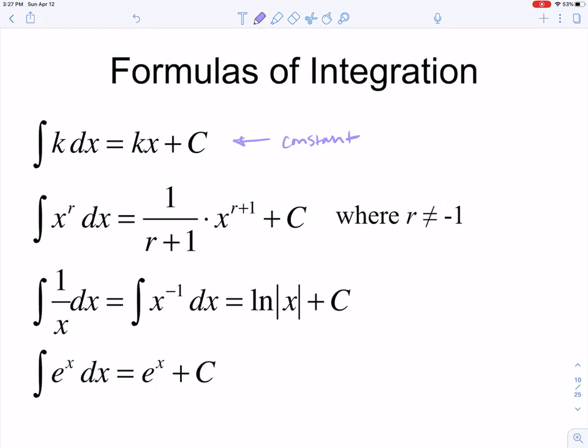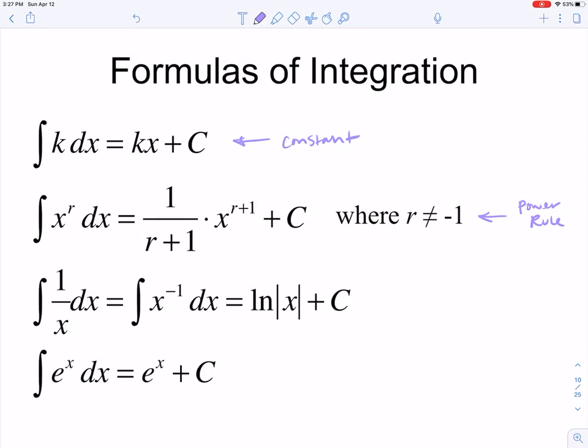Now, if you're integrating x to the r power, this is basically reversing the power rule, or you could think of it as the power rule for integration. When we integrate x to the r power with respect to x, it's 1 over r plus 1, so basically you add 1 to the exponent, times x to the r plus 1 power. So add 1 to the exponent again, and plus c.